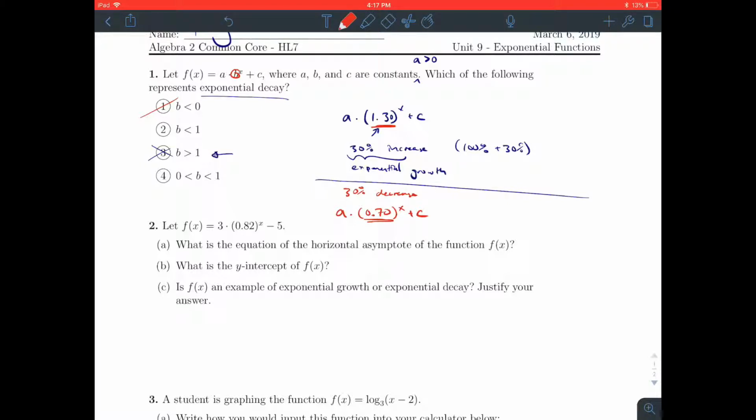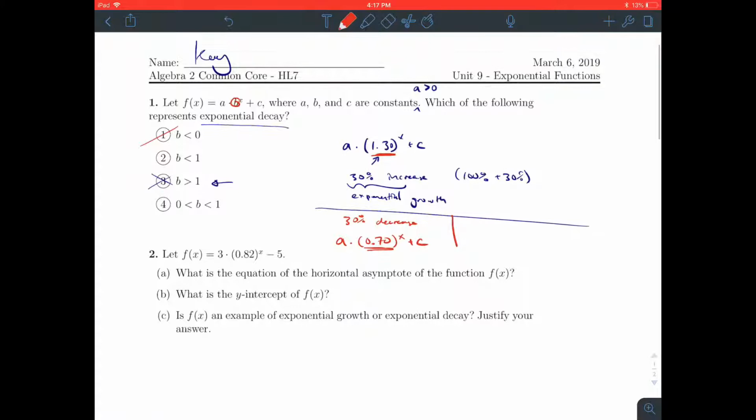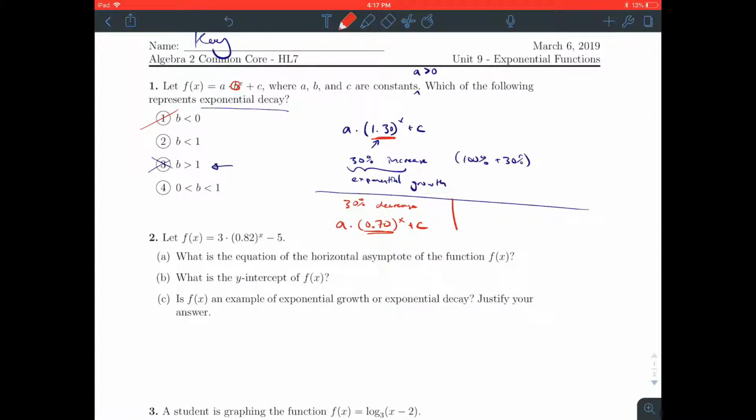But this value subscribes to both 2 and 4. So how do we pick between 2 and 4? The way you can pick is this. The most you can decrease by would be a 100% decrease, right? You can't lose more than what you started with. So if you had a 100% decrease, from the 100% you start with, you lose 100%. So your b value would be 0 to the x power plus c.